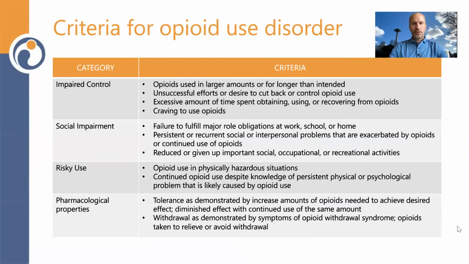So the criteria for diagnosing opioid use disorder is similar to the diagnosis of other substance use disorders. The categories include criteria for impaired control, social impairment, risky use, and the pharmacological properties of the substances abused themselves. So if you have up to 3 of these criteria, then you have mild opioid use disorder. 4 or 5 of these criteria, you would be diagnosed with a moderate opioid use disorder, and 6 or above would qualify as a diagnosis of severe opioid use disorder.